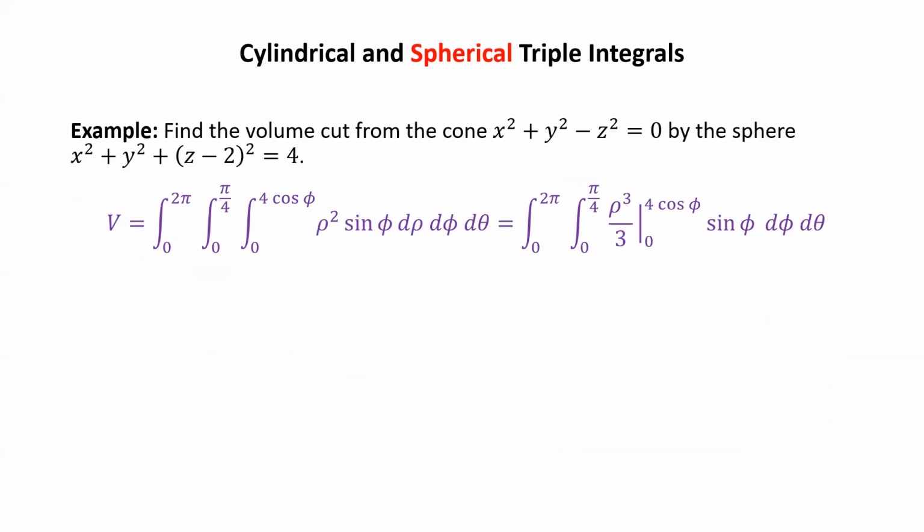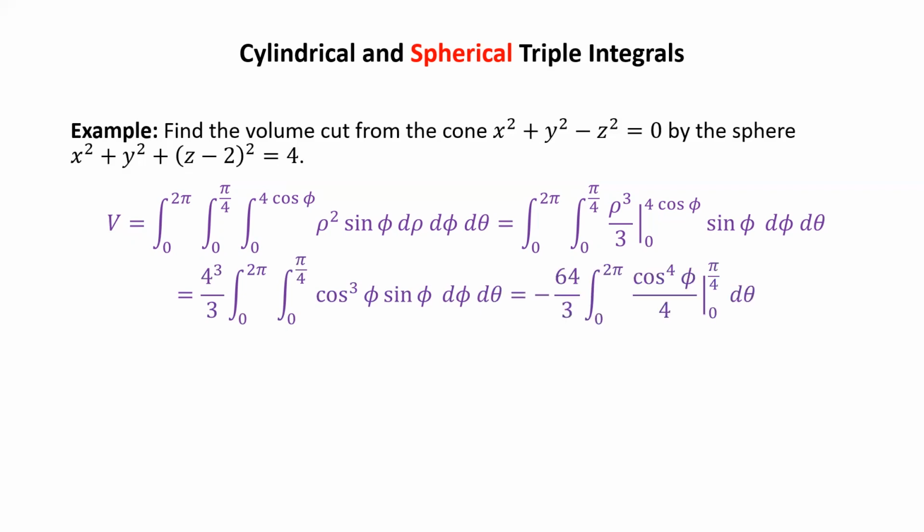Starting with rho, we get rho cubed over 3 from 0 to 4 cosine phi. We leave the sine phi where it is because it's being treated as a constant. Substituting in, we get 4 cubed over 3 times cosine cubed phi sine phi. 4 cubed is 64. Doing a little substitution here, u equals cosine phi, du equals minus sine phi d phi. We see that we get negative cosine to the 4th phi over 4 from 0 to pi over 4.